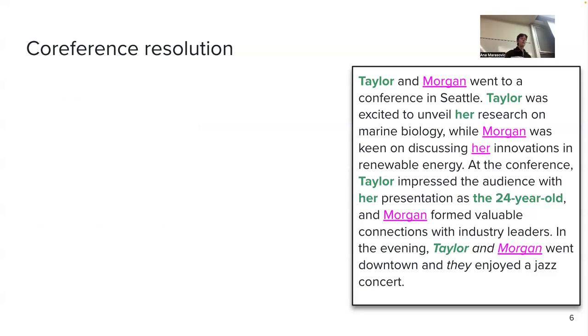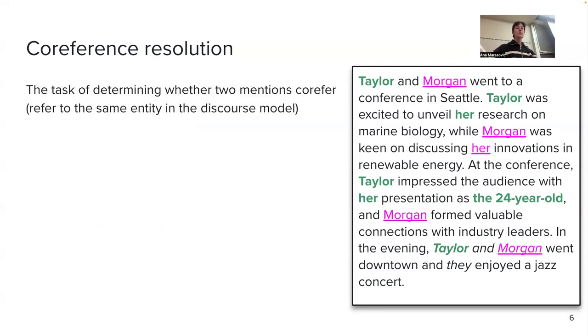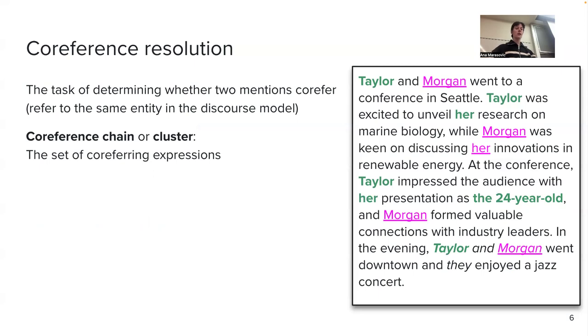And the task we are going to try to do is called coreference resolution, where the task is to determine whether two mentions corefer, meaning refer, as we just learned, to the same entity in the discourse model. And our goal is to build so-called coreference chains or clusters. So for each one of the discourse entities, you will have that entity and all of its mentions. And that's going to form one coreference chain or one coreference cluster, however you like to call it. But you will have multiple entities, therefore you will have multiple chains and clusters. So you're going to have a set of chains or clusters as the output of coreference resolution.